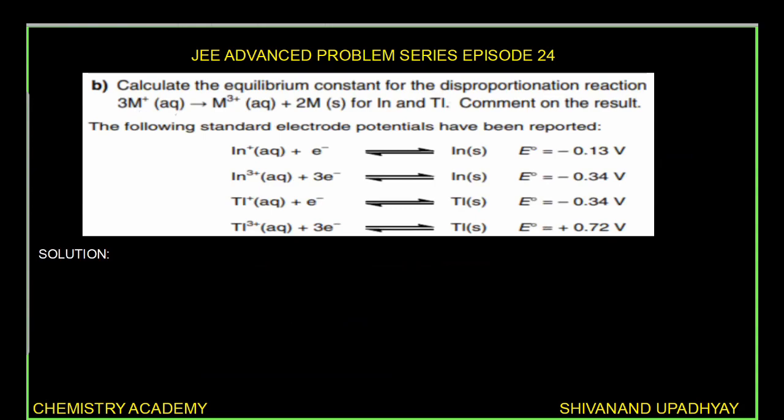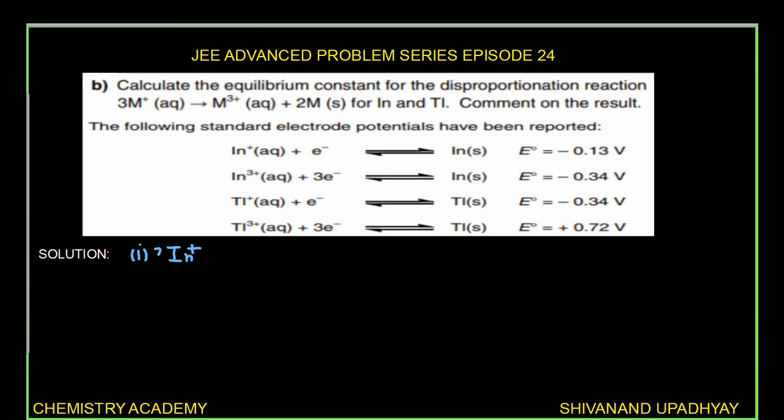3 times of M+ in aqueous state will form M3+ in aqueous state plus 2M in solid state. So if you look at the data, they have given the reduction potential of indium +1 and indium +3. When we are discussing the disproportionation reaction, first we are discussing indium. So for indium, if I am writing the disproportionation reaction, in place of M+, I am writing indium+.